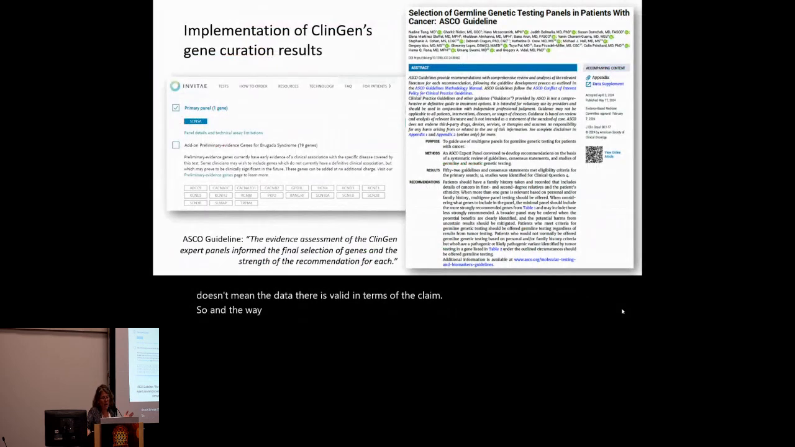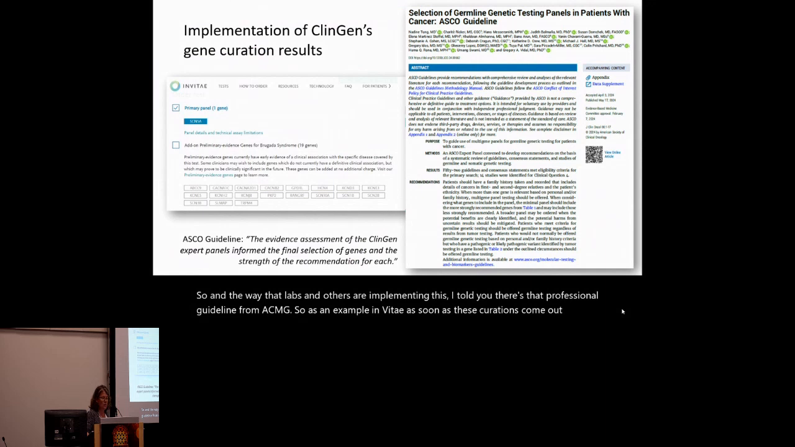And the way that labs and others are implementing this, I told you there was that professional guideline from ISMB. So as an example, InVitae, as soon as these curations come out, they will change their gene panels. And what you see there is the Brugada syndrome panel that they used to have 20 genes. The experts curated and disputed 19 of the 20 genes that were claimed to be involved in Brugada. They immediately changed their panel to be 1 gene instead of 20. And then there's this process that you can actually add on preliminary evidence genes, but they're not there by default.